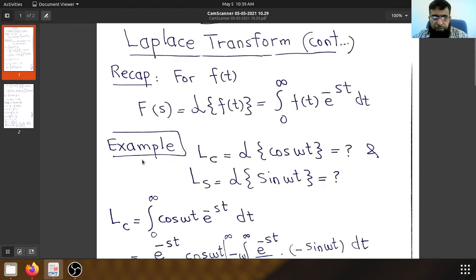Today we'll solve another interesting example on computing Laplace transform. We'll compute the Laplace transform of cos omega t and sine omega t. The Laplace transform of cos omega t we'll call LC, and the Laplace transform of sine omega t we call LS, where S stands for sine and C stands for cosine.